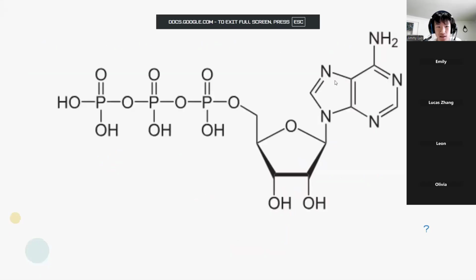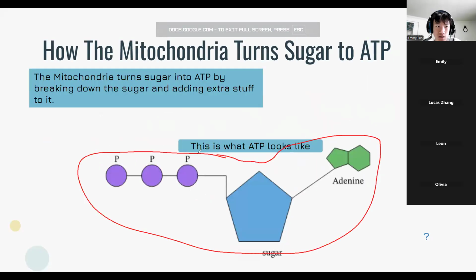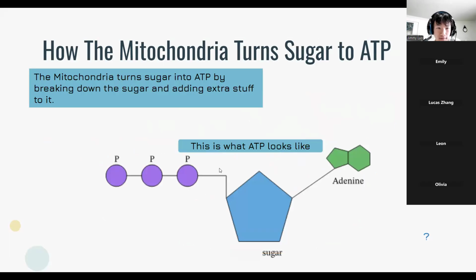The phosphates kind of look like this, but this is just a more simplified structure. Essentially, the phosphates, the P's, the circles at the very end, let's just call it the tail of an ATP, is where the energy is stored. That's where the energy is. Your body turns the glucose and puts the energy in here.